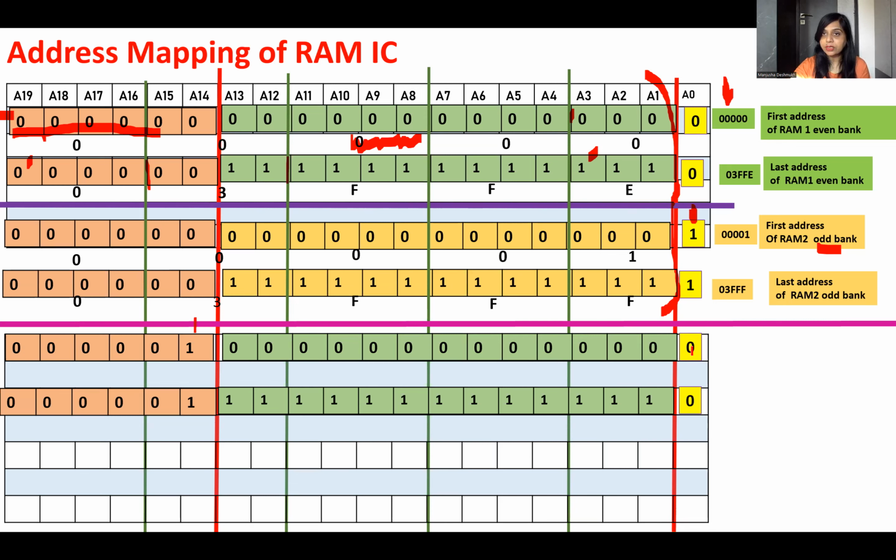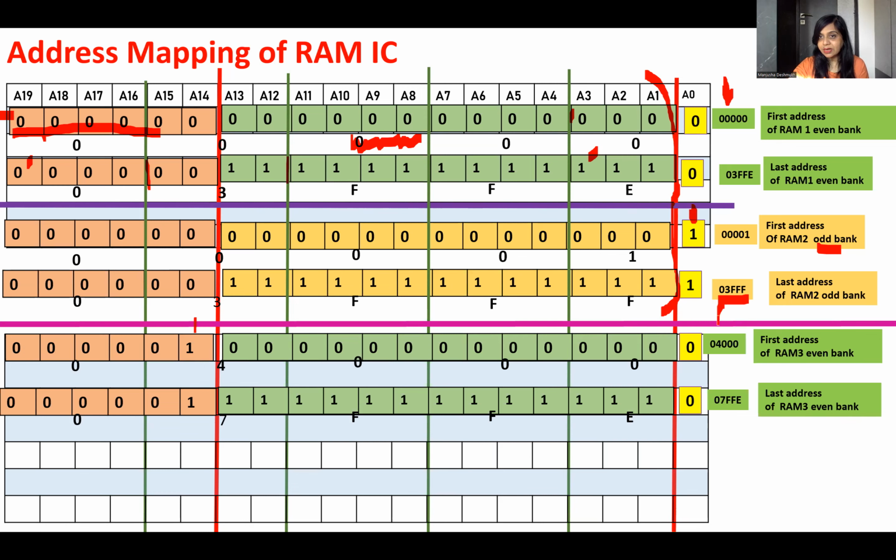What is this? This is the first address of the RAM3 even bank, and this is the last address of the RAM3 even bank. You can see as soon as this ends, the next address is here. Then this we have done for RAM3 even bank. Now RAM4 odd bank is the second set, the second IC is remaining.